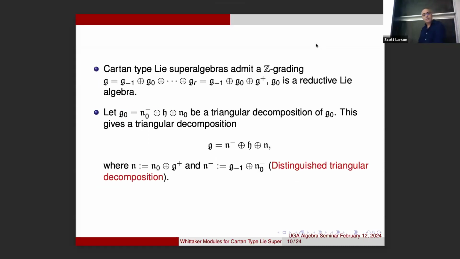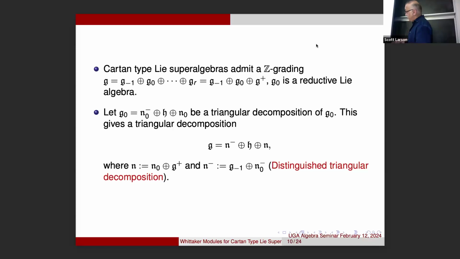Okay, let me fix some notation. Like I said, Cartan-Lie superalgebras admit a Z grading starting at degree -1 and ending at some positive degree. I will denote the direct sum of all positive parts by G plus. It's not quite a symmetric Z grading, so you have only the -1 part on the left side.